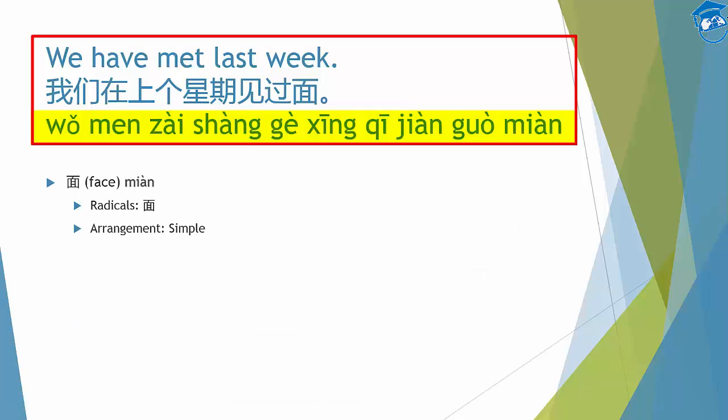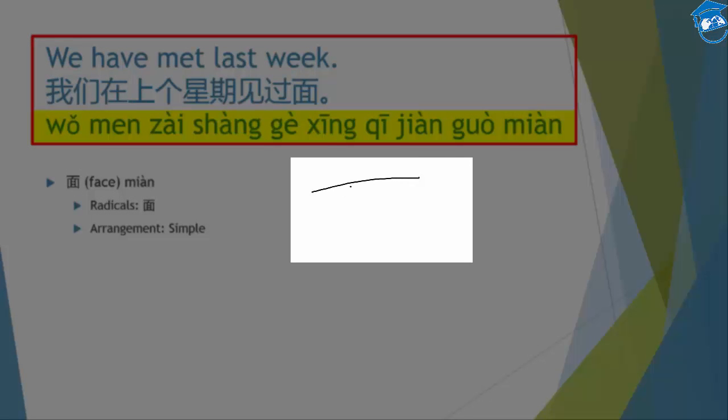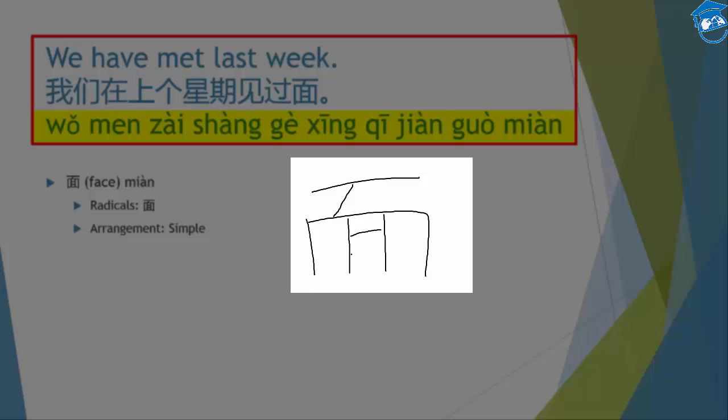Okay, the last word is also the new word, which is 面. 面 means face, and this is the pinyin, and the radical is the self, so the arrangement is simple. So here's how to write 面. 1, 2, 3, 4, 5, 6, 7, 8, 9, 面.